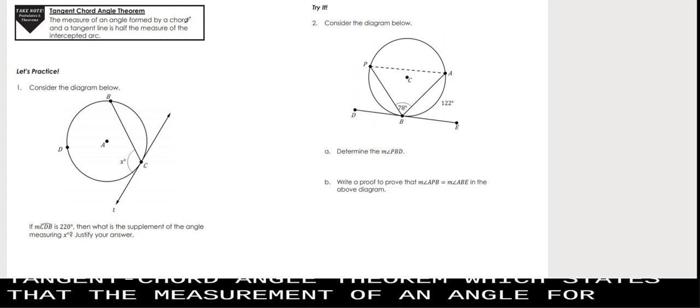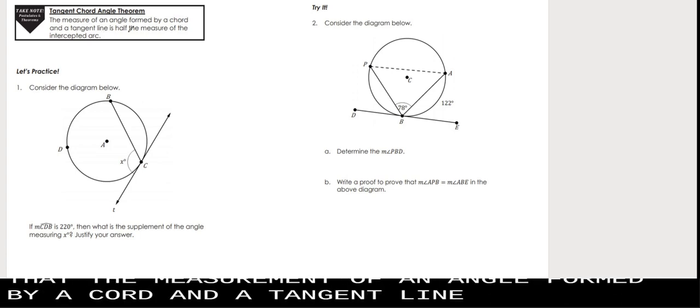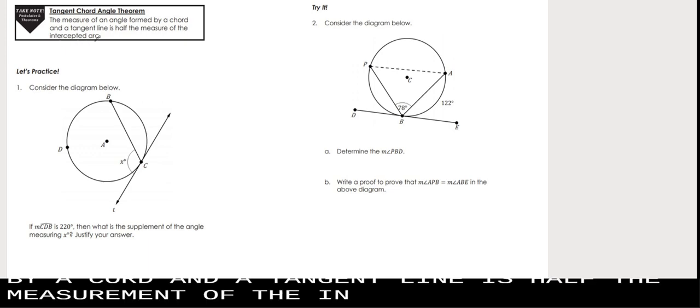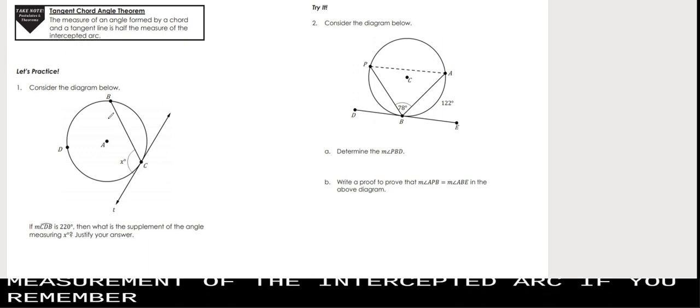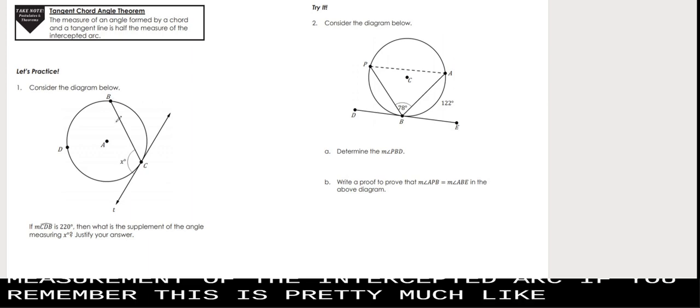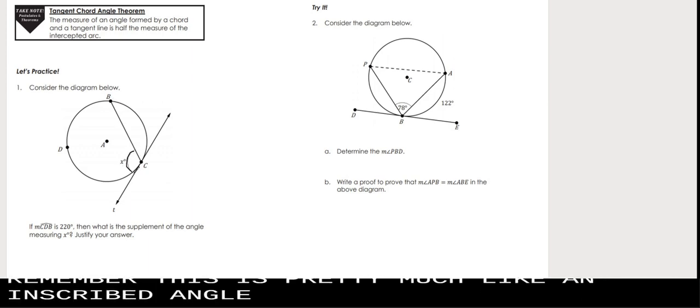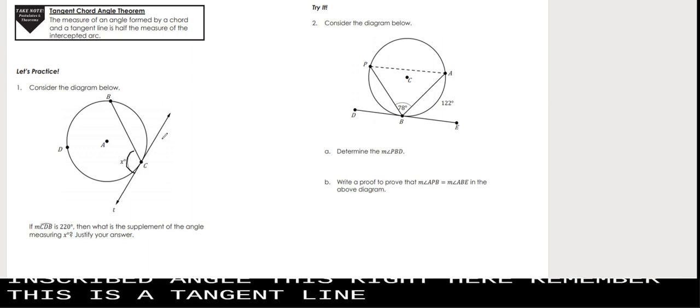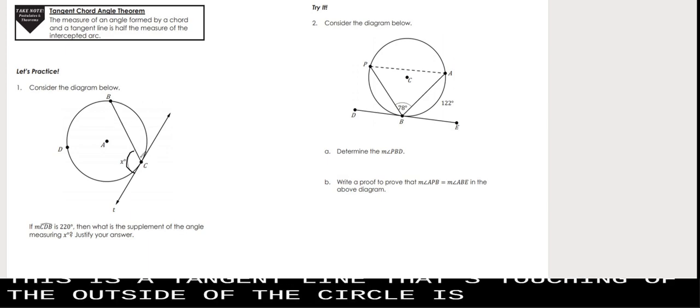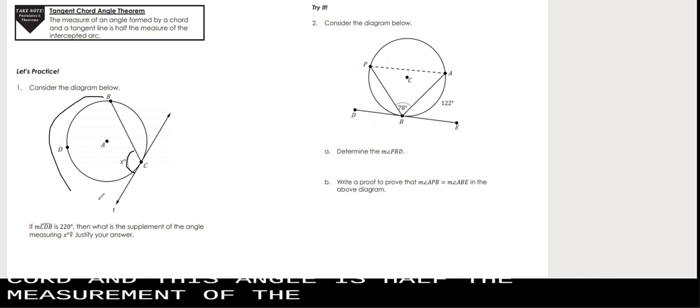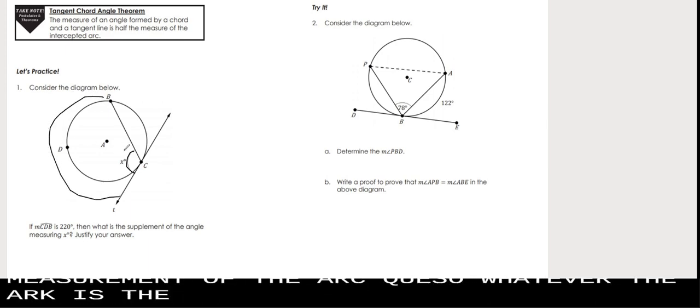This topic talks about the tangent chord angle theorem, which states that the measurement of an angle formed by a chord and a tangent line is half the measurement of the intersected arc. If you remember, this is pretty much like an inscribed angle. This right here is a tangent line that's touching the outside of the circle. This is the chord, and this angle is half the measurement of the arc. So whatever the arc is, divided by 2, and you get the measurement of this angle.